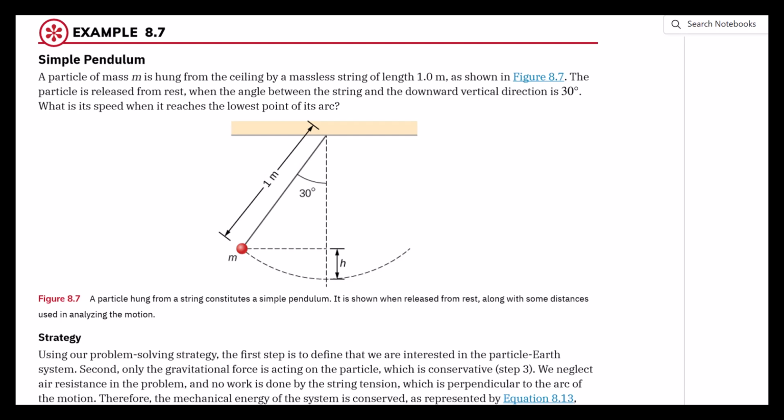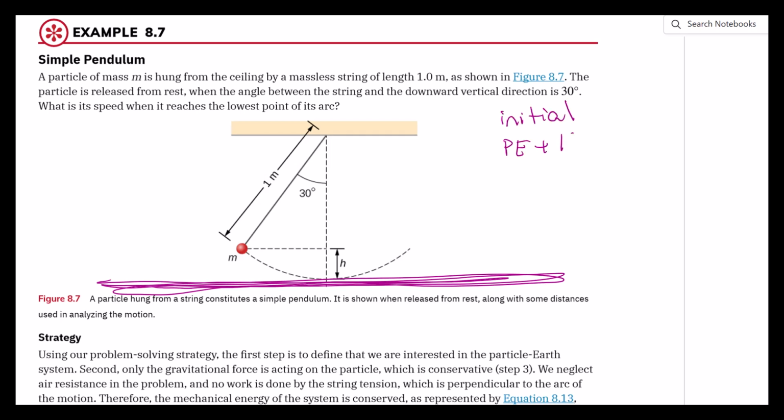Okay, so a particle is hung by a string, and the angle when it's released from rest is 30 degrees. What is its speed when it reaches the lowest point of its arc? So it starts here, and I'm going to define the ground as here. I'm ignoring air resistance because it didn't mention anything. So that means my initial potential energy plus my initial kinetic energy has to equal my final potential energy plus final kinetic energy, and there's no non-conservative forces. Does that make sense? Initial PE plus KE equals final PE plus KE.